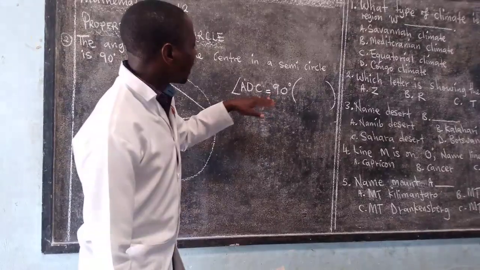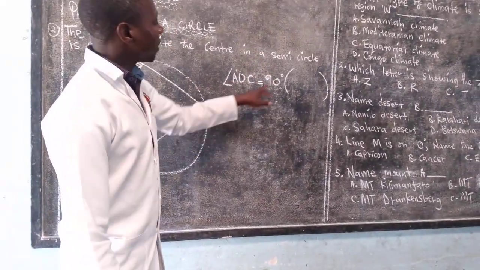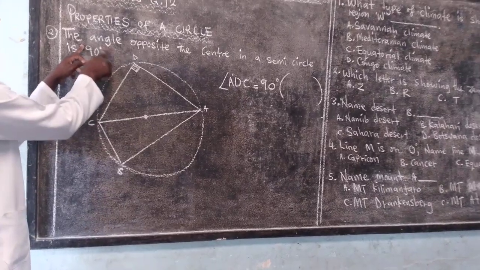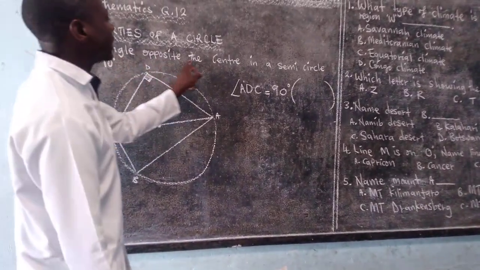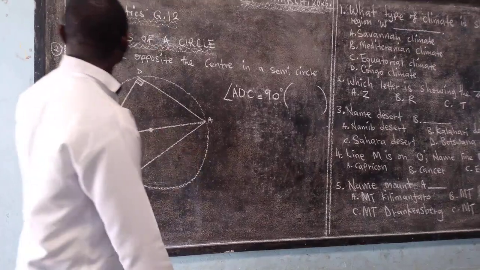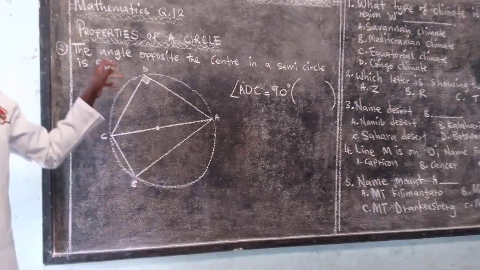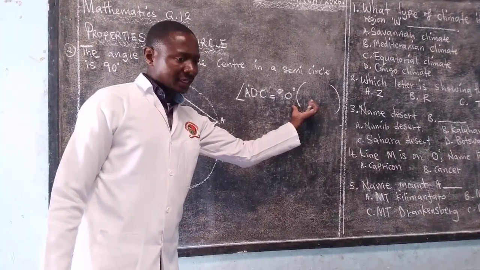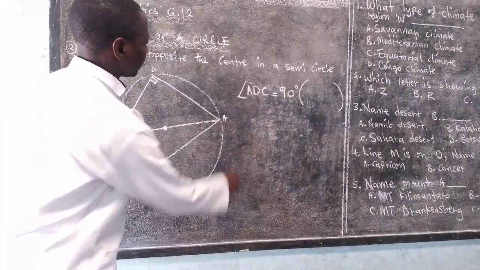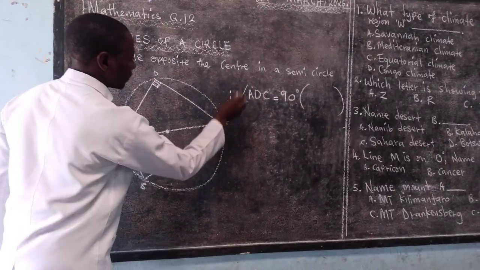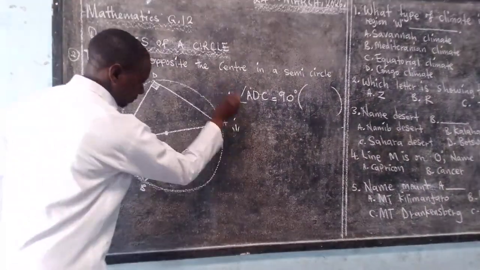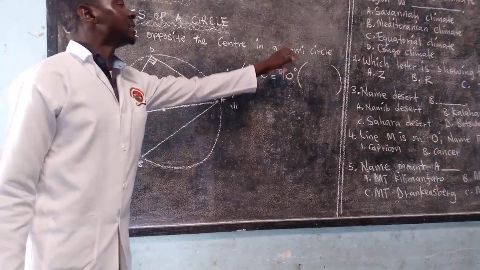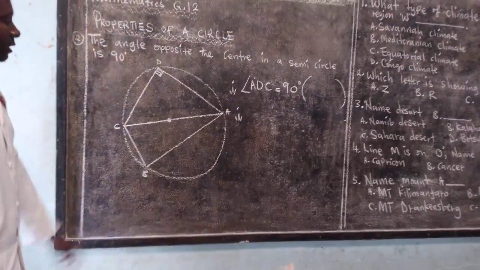The teacher or the marker will be able to know that 90 degrees was gotten from this property. Number 2. The angle opposite the center in a semicircle is 90 degrees.